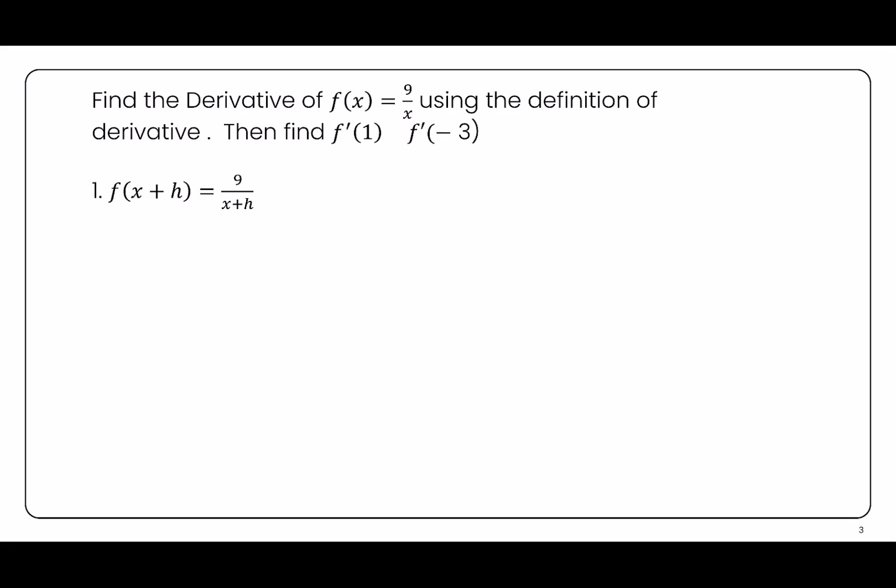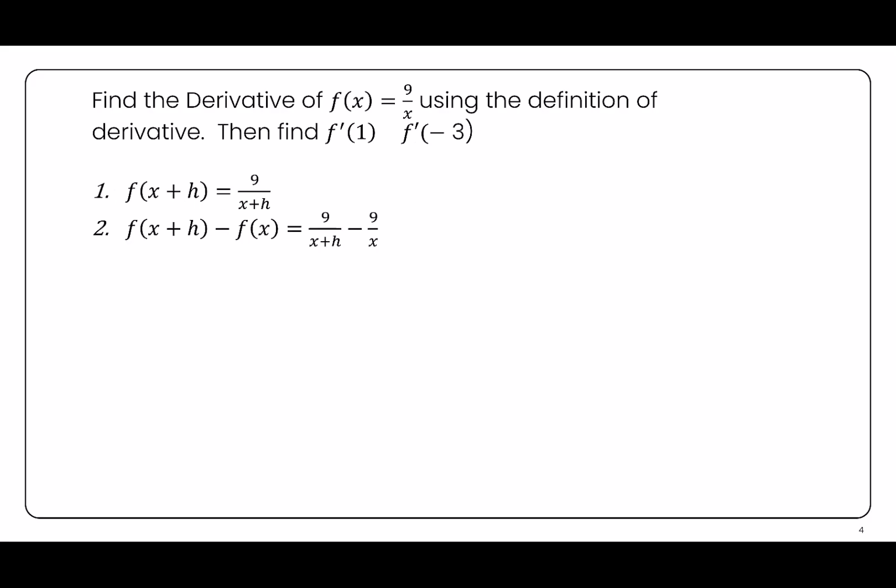In this case, that'll be 9 over x plus h. I just put in x plus h wherever I saw x in my original function. Next, I subtract f of x. This gives me 9 over x plus h minus 9 over x.